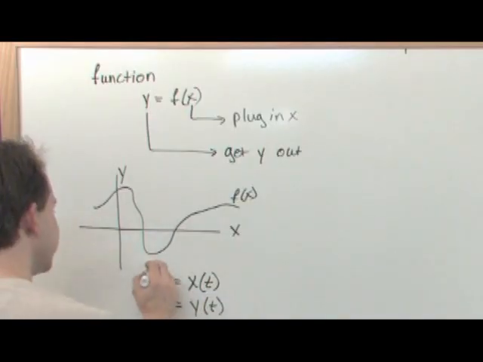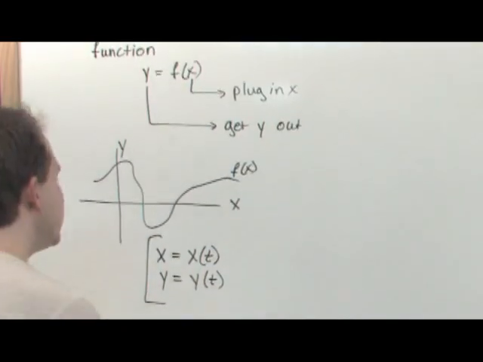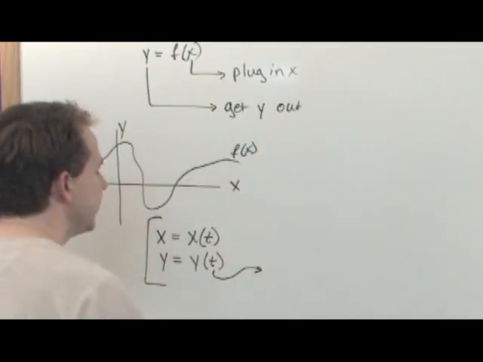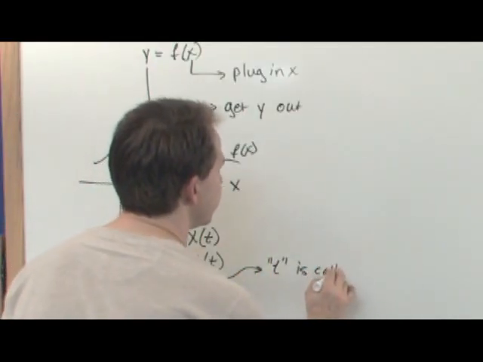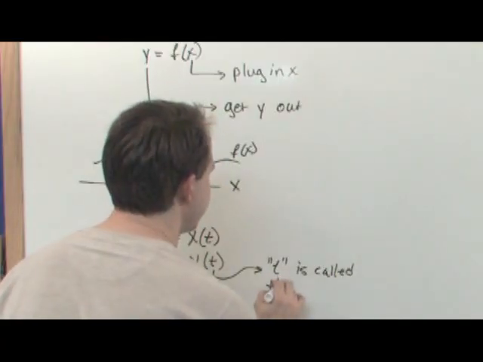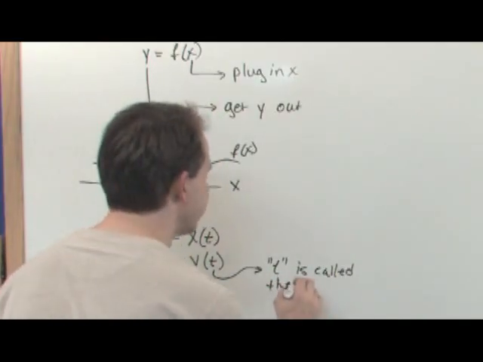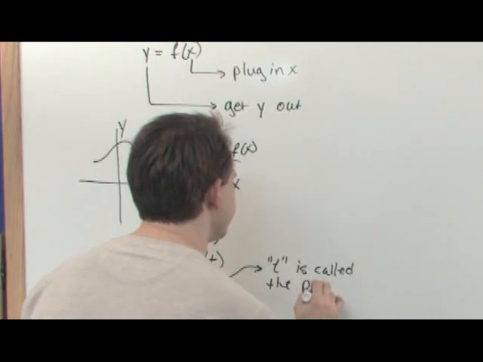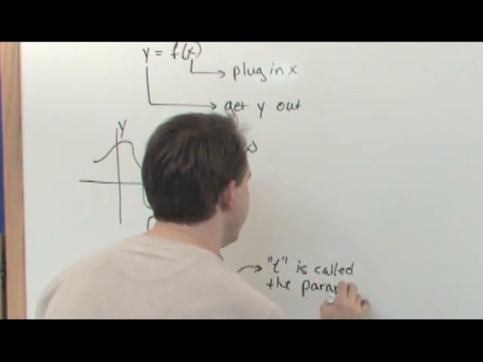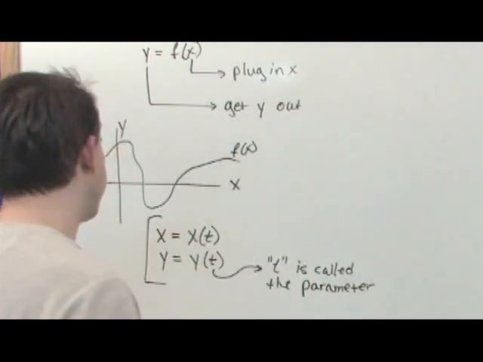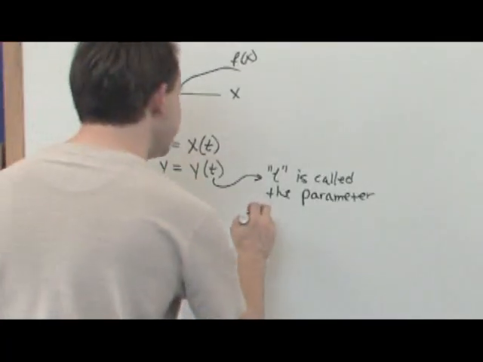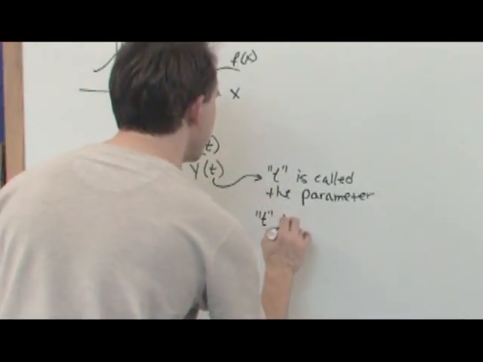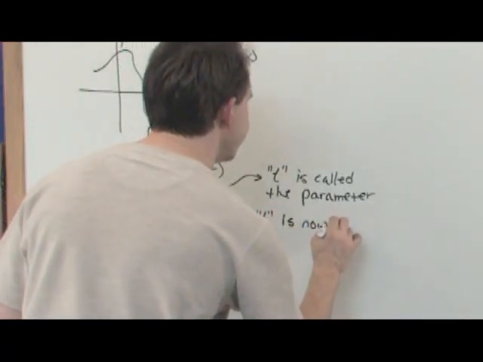Okay, so this is it. And I'll talk about why. t here is called the parameter, and that's why it's called parametric equations, because it's a parameter, okay? That's where the name comes from, okay? So what happens is t is now the independent variable.